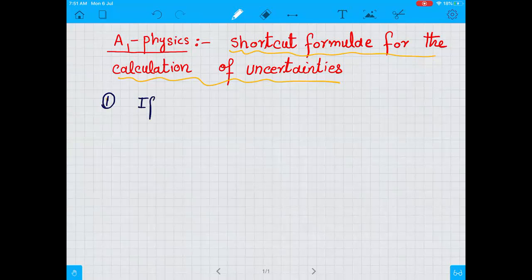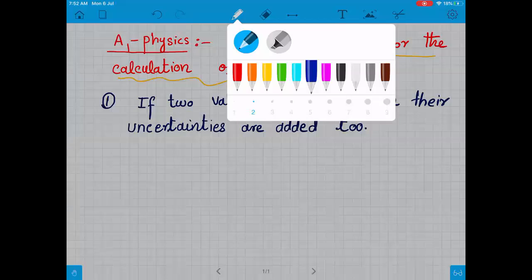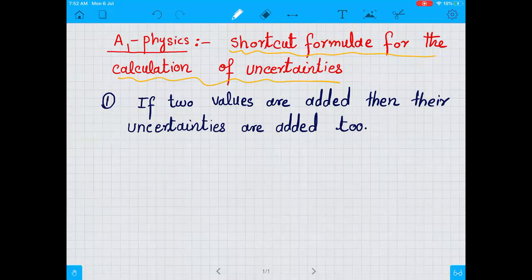If two values are added, then their uncertainties are added too. So if we add two values, then their uncertainties will also be added.